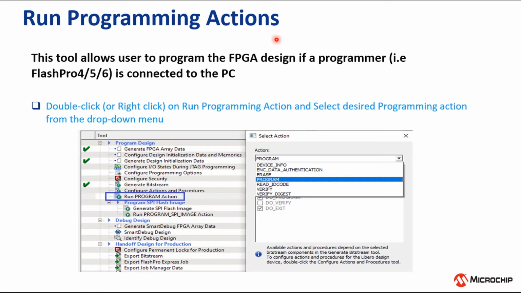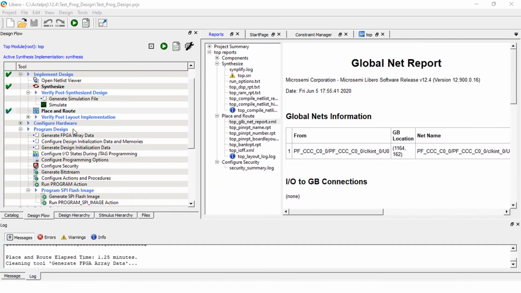Run programming actions. This tool allows the user to program the FPGA design if a programmer is connected to the PC. Double-click or right-click on Run Programming Action and select desired programming actions from the drop-down menu. We will now go over a short demo using Libero SoC version 12.4. In this demo, we are going to run different programming tools under the Program Design menu.